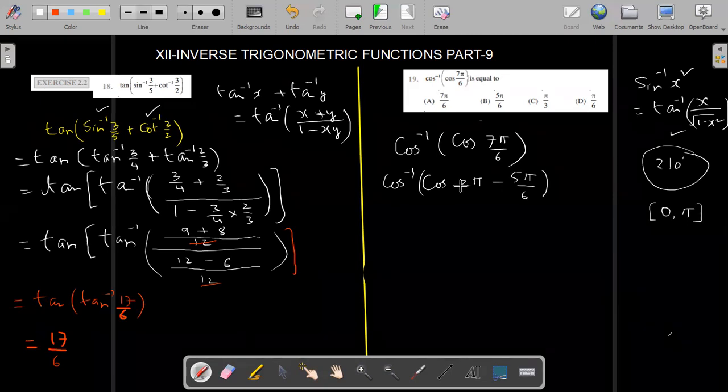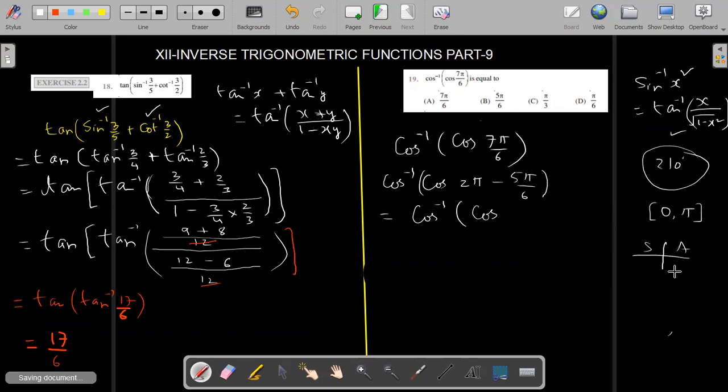6 to the 12. 12 minus 5, 7. So cos 2 pi means 360 plus theta, first quadrant. So it will become cos inverse, first quadrant cos, 360, fourth quadrant 360 minus theta. So all silver tick up here. Cos is positive, so it will be positive.